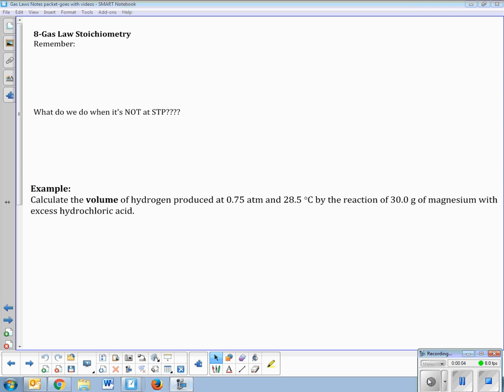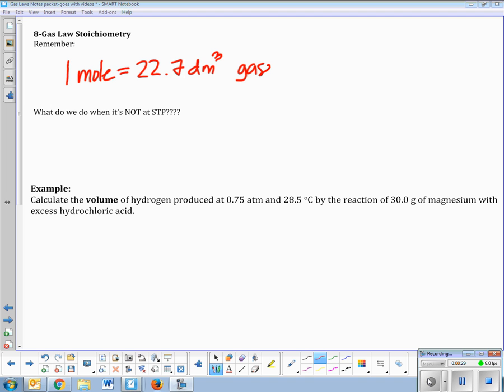This video is on gas law stoichiometry. It combines what we learned about stoichiometry, so quantities in a chemical reaction, with the ideal gas law. If you remember from before, we learned that 1 mole is 22.7 decimeters cubed. That's only true, though, for gases at STP, so that's standard temperature and pressure.